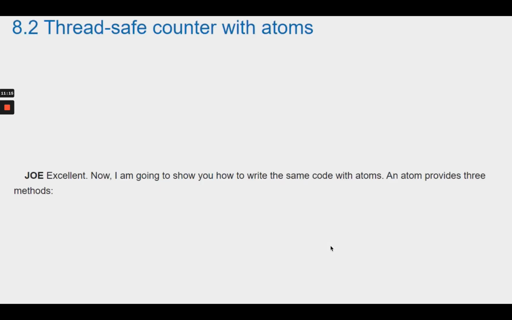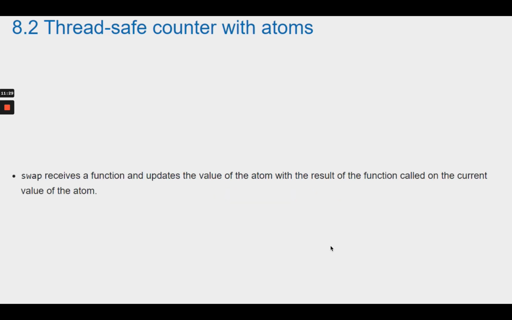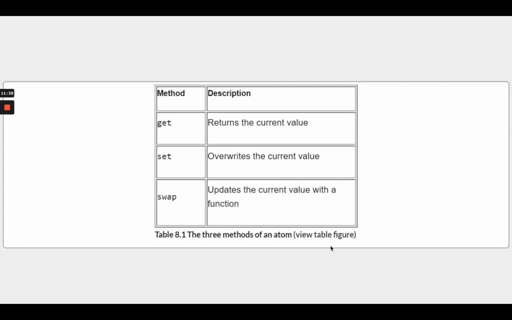Joe: Excellent! Now I'm going to show you how to write the same code with atoms. An atom provides three methods. Get returns the current value of the atom. Set overwrites the current value of the atom. Swap receives a function and updates the value of the atom with the result of the function called on the current value of the atom.